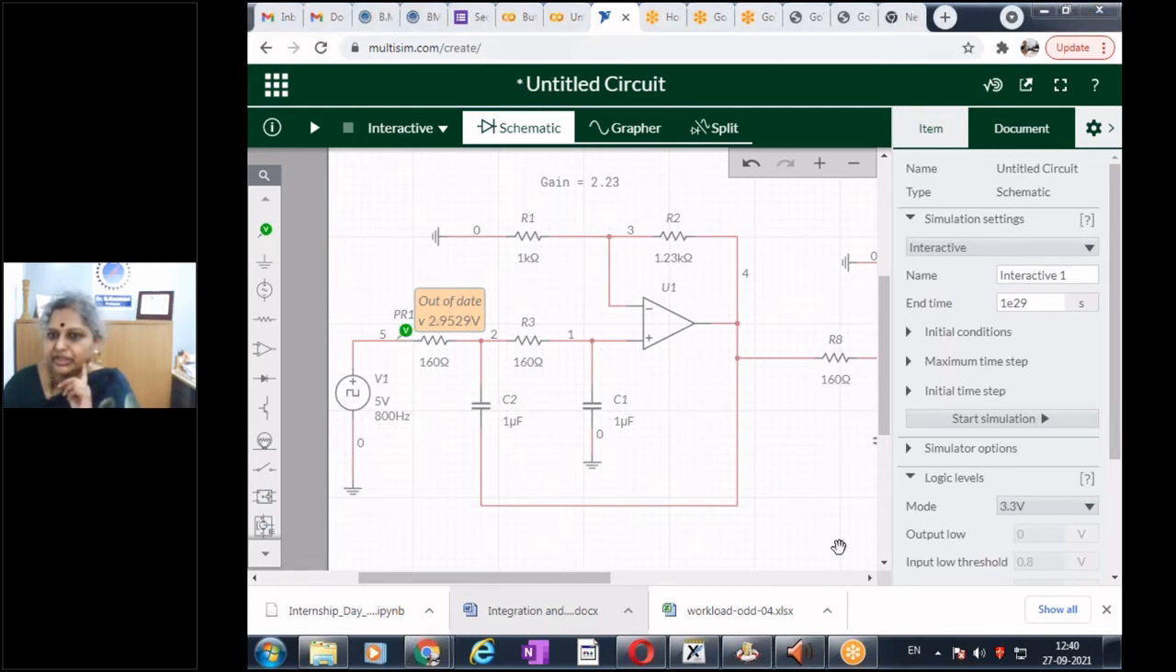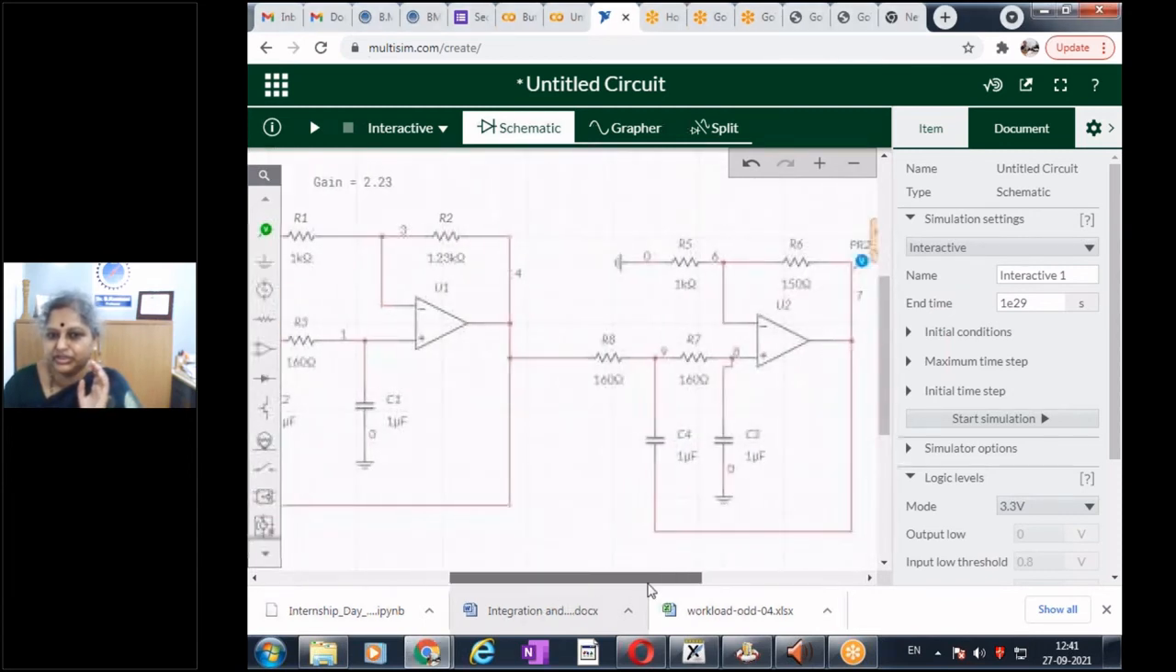Are you following what I did? I have a fourth order low pass filter. To this fourth order low pass filter, I've changed my input now. All along we gave a sine wave and we saw the sine wave. Now I'm giving a square wave. And let us see what the output is.